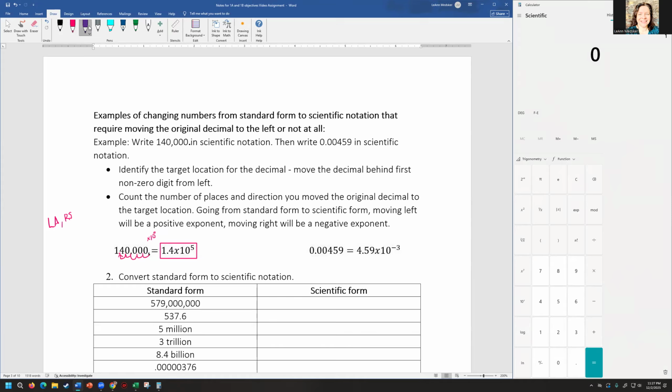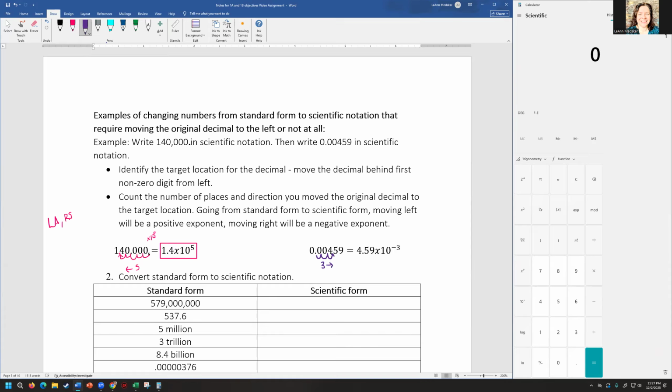Now let's look at our second one right here. Notice I need to move this not all the way to the end, but I need to move it 1, 2, 3 places to the right, whereas this one we moved, remember, 5 places to the left. If I move this 3 places to the right, I will finally have a non-zero in front of my decimal point. So I would have 4.59. We don't drop any digits off. They didn't tell us to round. So we still have the 59 after that.